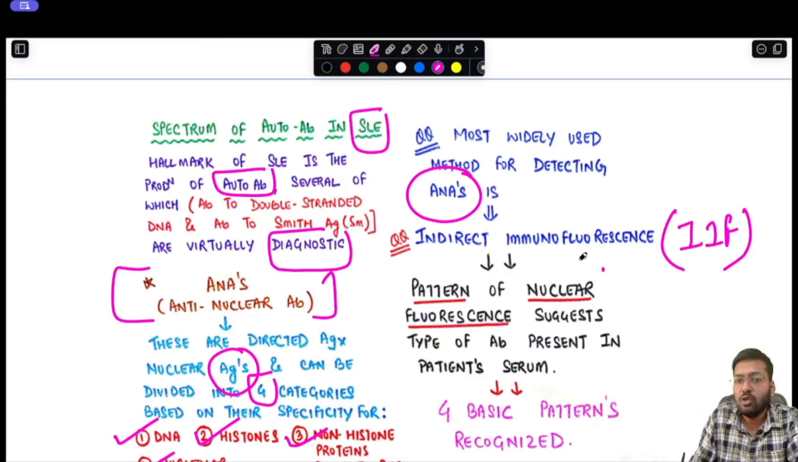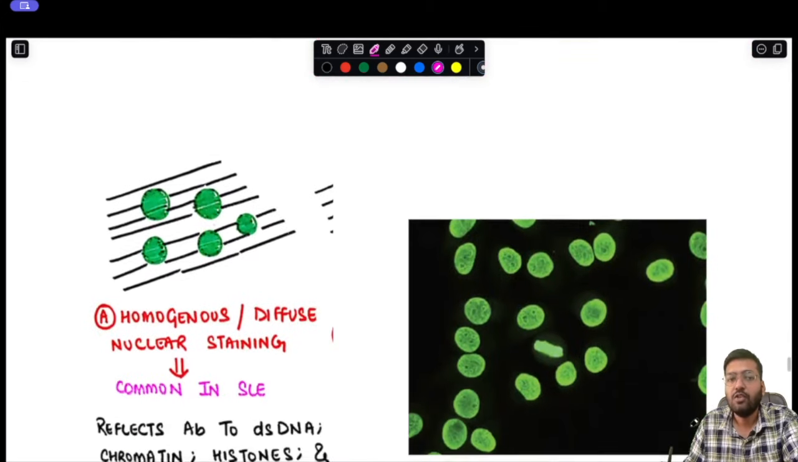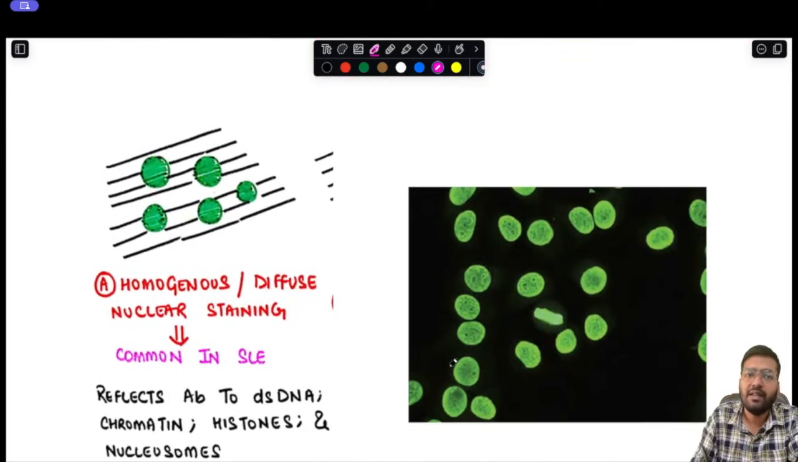And the pattern of nuclear fluorescence suggests the type of antibody which is present in the patient's serum. So 4 basic patterns have been recognized. In fact, there are 5 patterns. So I will show you. Number 1 pattern that you see is homogeneous diffuse nuclear staining, which is very common in SLE.